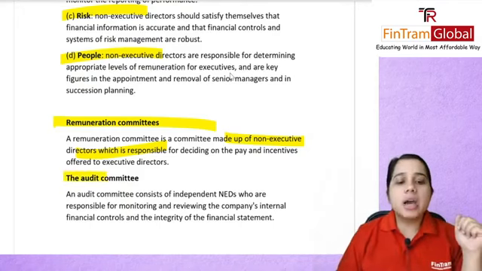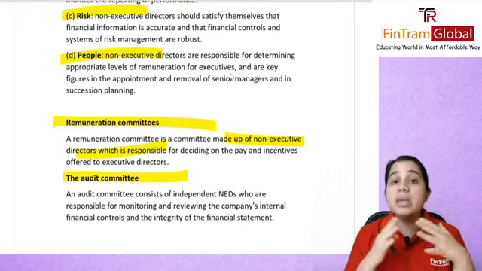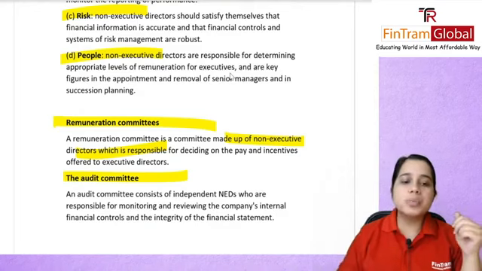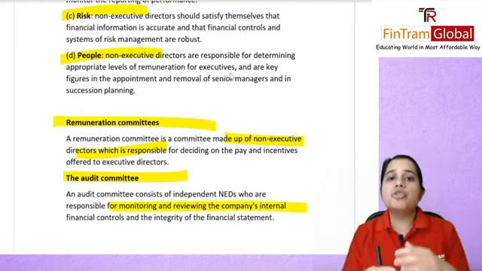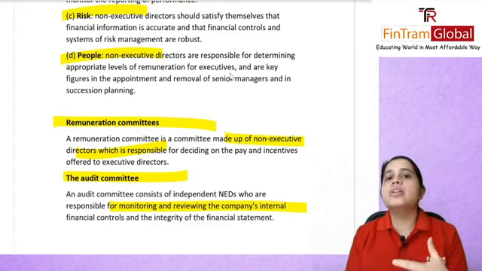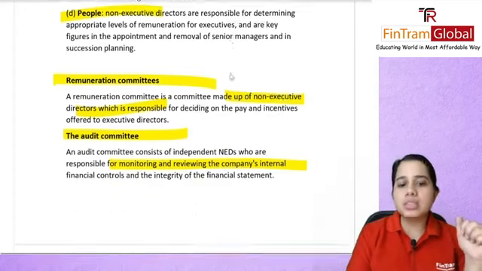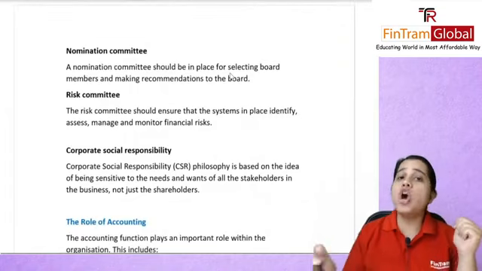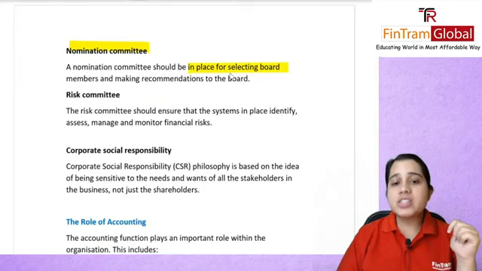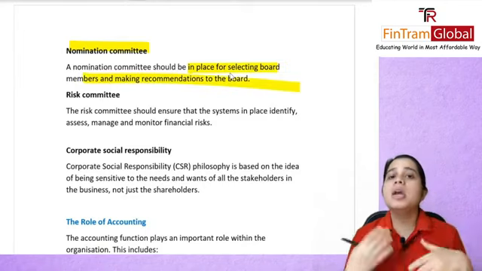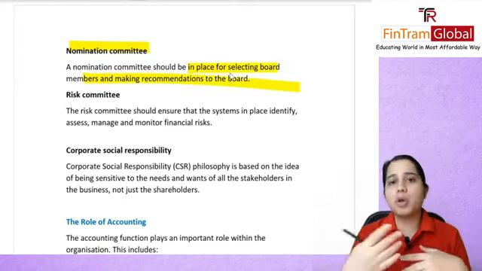Then you have your audit committee. They consist of, again, your independent non-executive directors who will be responsible for monitoring and reviewing the company's internal controls, how well they are working. So your internal audit will probably be reporting to this committee. Then you have your nomination committee. A nomination committee should be in place for selecting board members, and they will be recommending to the board, all right, let's appoint this person.